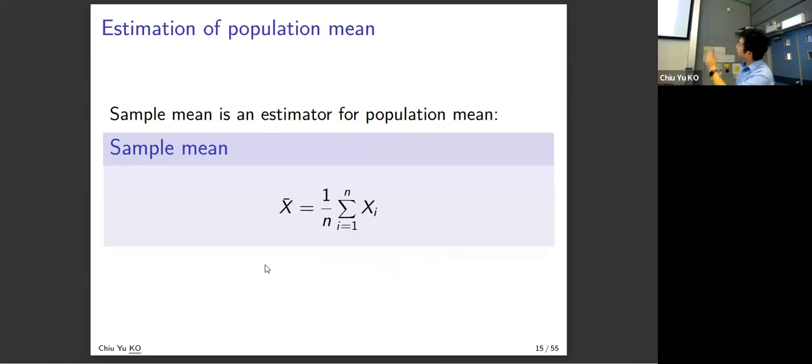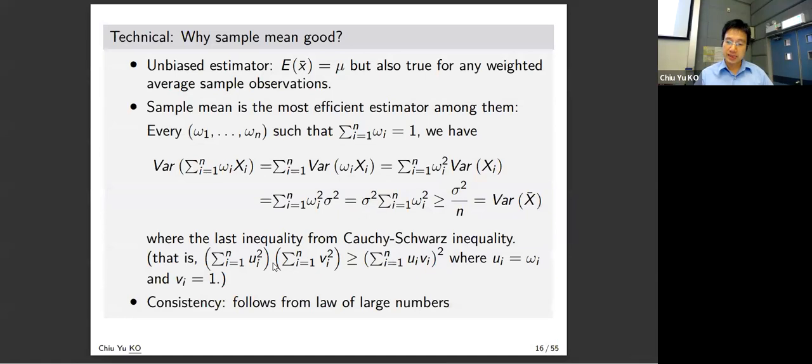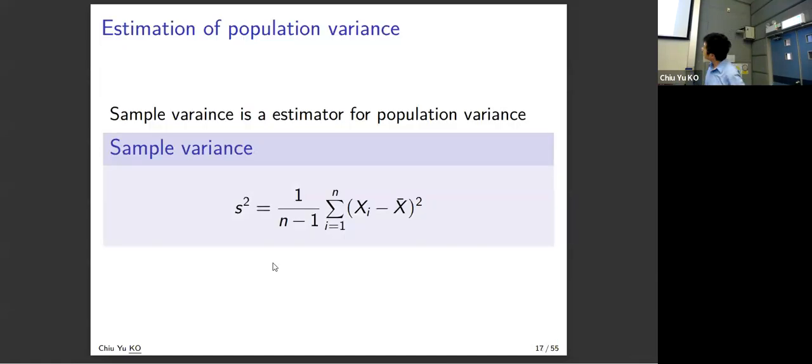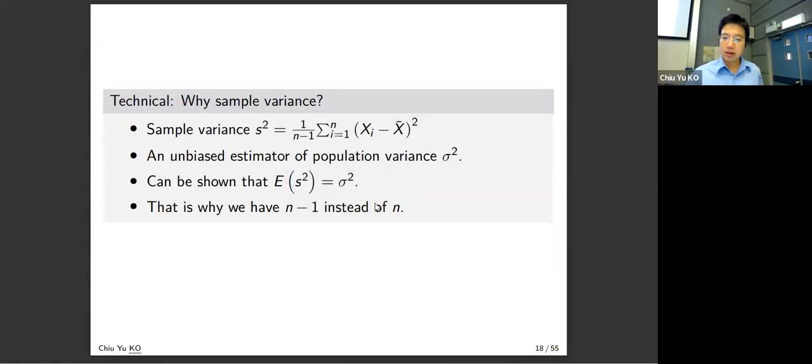So the first, I think I have emphasized, this is correct, okay? This will be fine, right? The sample mean. And the second is the sample variance, and I said I'm not going to prove it, but we can check a claim. The sample variance is actually equal in expectation to the population variance, okay? So that's the reason why we use it.